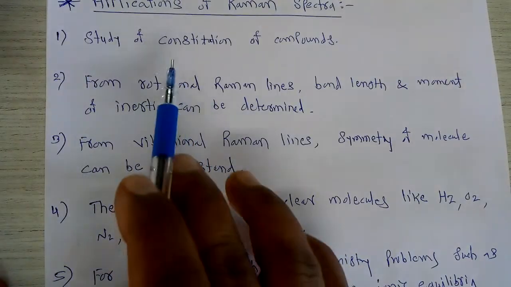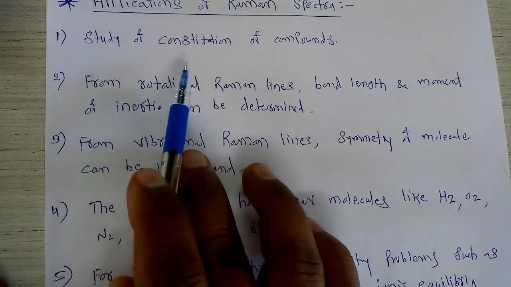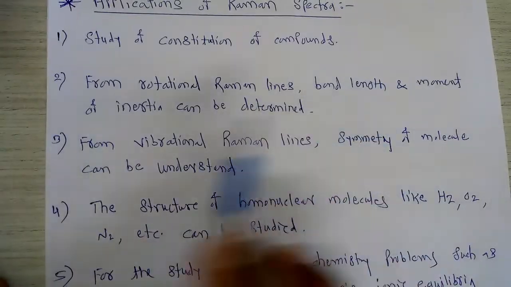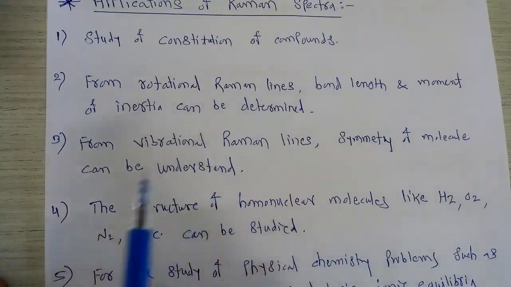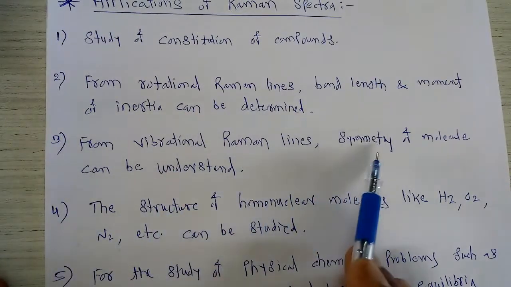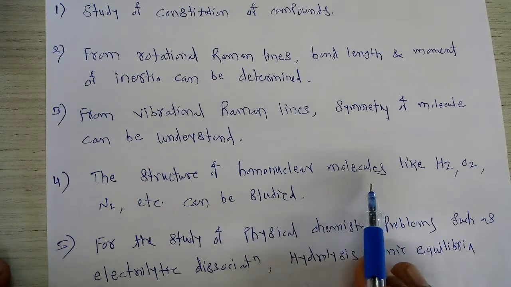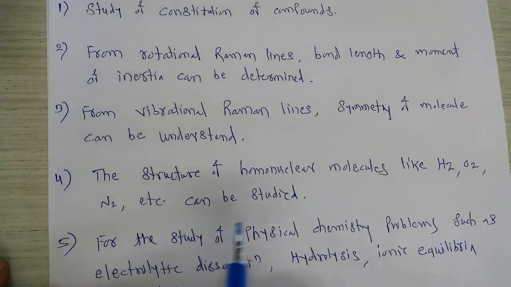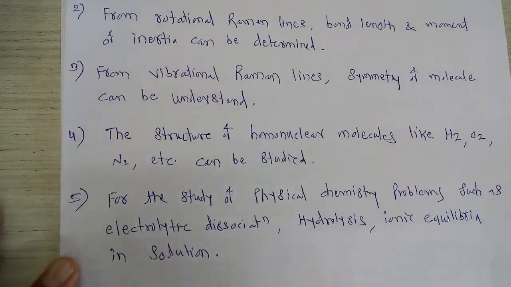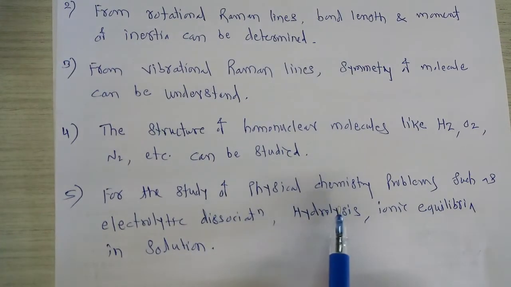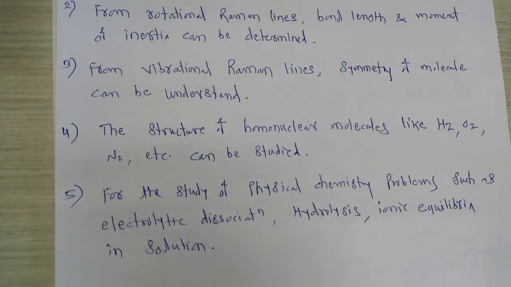First, it is used for the study of the constitution of compounds. From rotational Raman lines, the bond length and moment of inertia can be determined. From vibrational Raman lines, the symmetry of a molecule can be understood. The structure of homonuclear molecules like H2, O2, N2, etc. can be studied. And the last important application is that it is useful for physical chemistry problems like electrolytic dissociation, hydrolysis, and ionic equilibrium in solution.